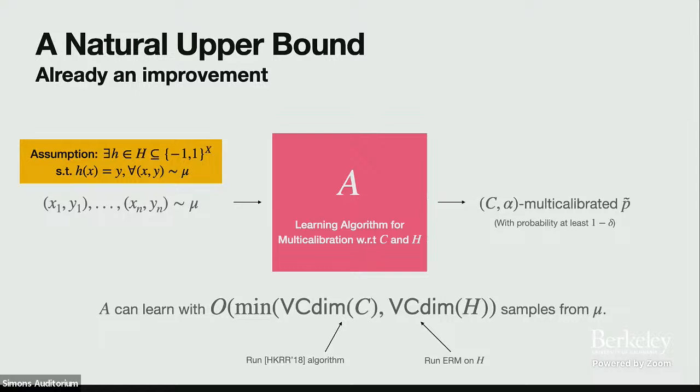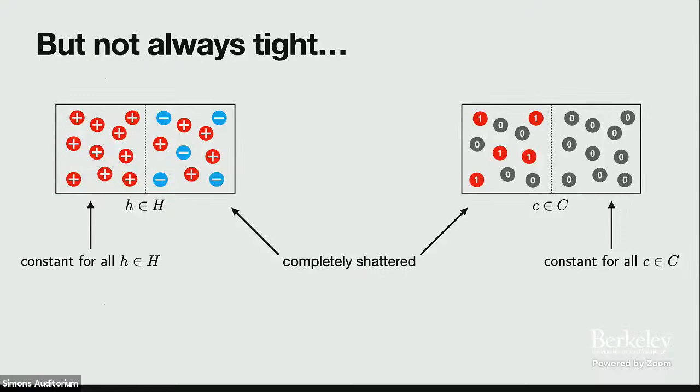And so this means that I can really look at my two classes, decide which one is more simple, and just learn using that. I immediately get this bound, which, when my H is very simple, means I'm already getting an improvement over the more agnostic setting. But the question is whether this is the characterization that we want. Is this a lower bound as well? And maybe somewhat surprisingly, the answer is no. So I'll give you an example of when this upper bound is not necessarily tight.